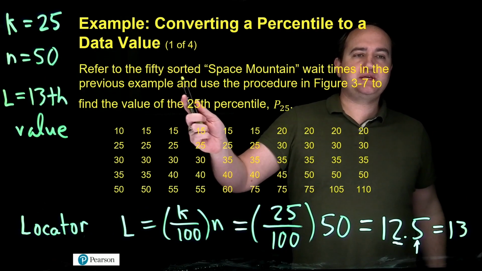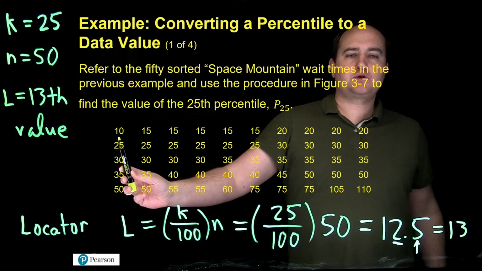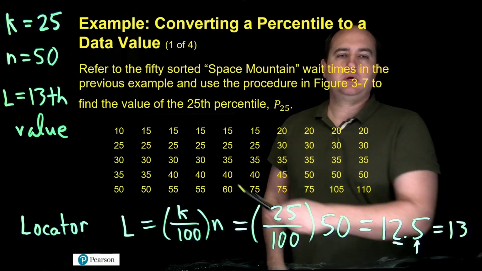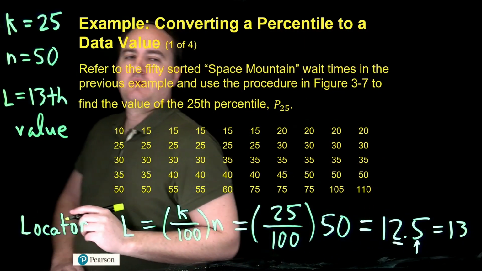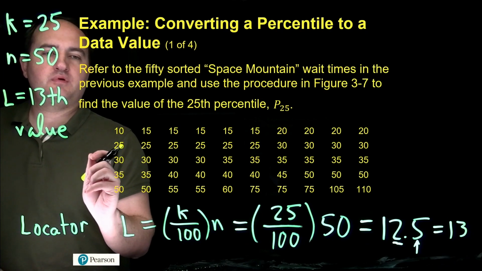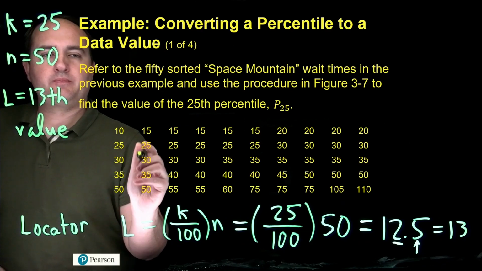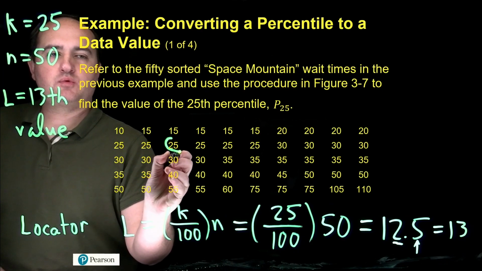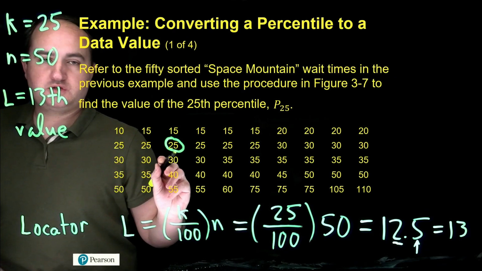There are 50 data values here, and a total of 5 rows, so that means there are 10 data values in each row. So this is 10 data values, and then here we have 11, 12, 13. So our locator says that the data value we're looking for is the 13th value, which is 25.